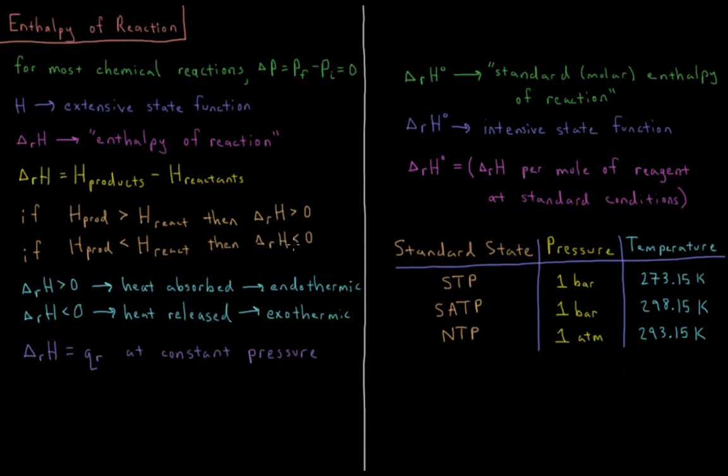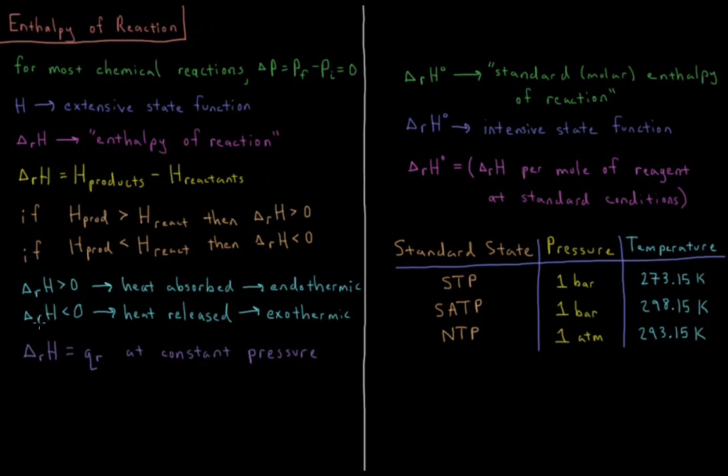less than 0. When the enthalpy of reaction is greater than 0, then heat is absorbed into the system. At constant pressure, the heat absorbed is that enthalpy of reaction, and we would say that that is an endothermic process. Endo being taken into, therm, heat. So we're taking heat into the system from the surroundings and increasing our enthalpy, increasing our internal energy.